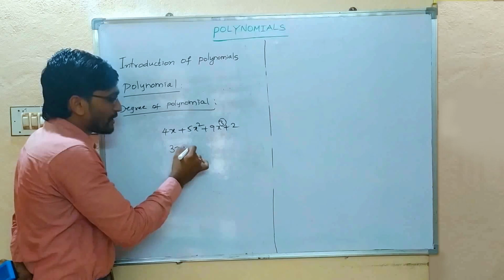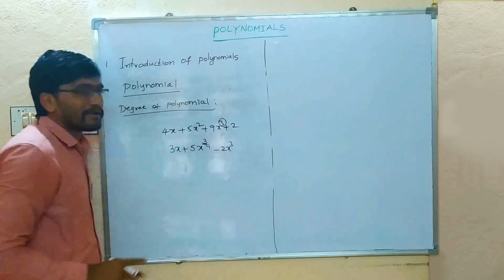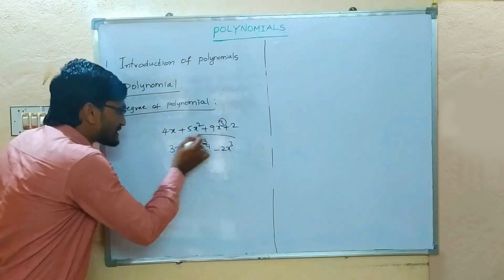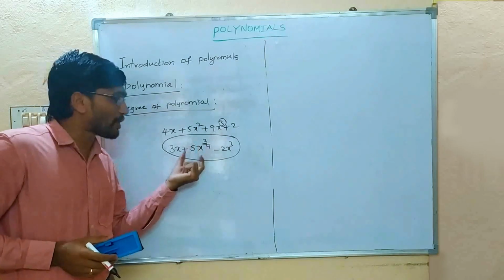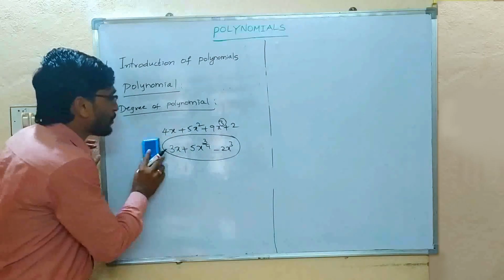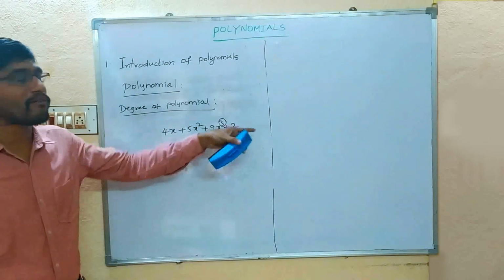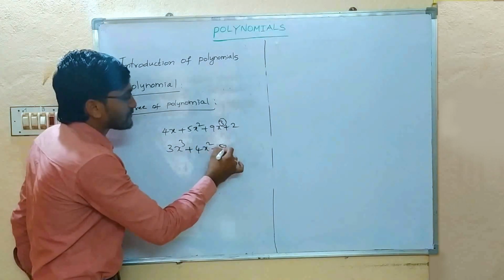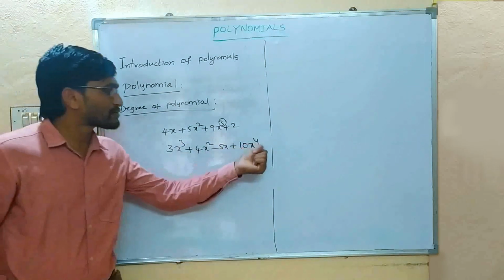Suppose I consider 3x plus 5 into x power 3 by 4 minus 2x cube. What is the degree of the polynomial? First, it is not a polynomial, because here the power is 3 by 4. So the degree can't be defined. Only for polynomials, the degree is the highest power of the variable of a term involved in the polynomial. For example, 3x cube plus 4x square minus 5x plus 10x power 4. I have taken one polynomial. So the degree is 4.